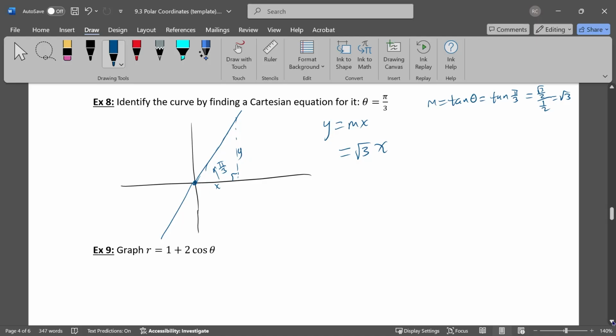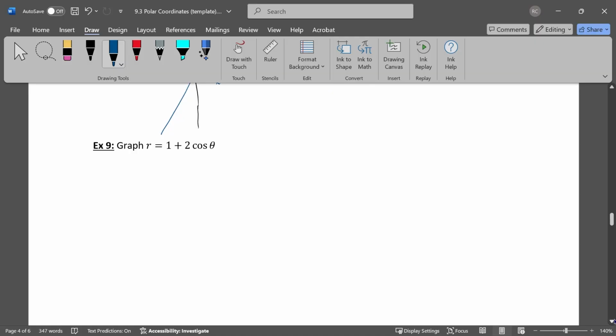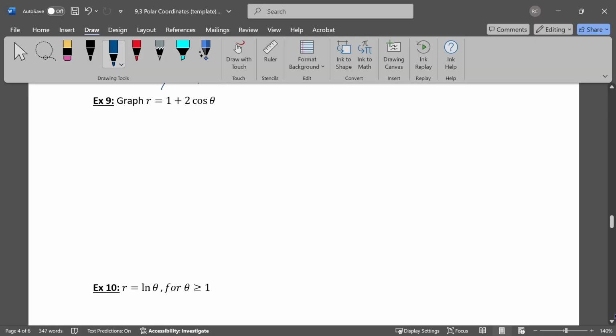Okay, example 9. Graph r equals 1 plus 2 cosine of theta. Well, we want to go through the same sort of thought process as before, but it's a little bit more complicated. So here, we're going to look at when cosine of theta is 1, what does that make r? Well, then r would be 1 plus 2 times 1, which is 3. So we ask ourselves, when is cosine 1? Well, that's going to be when theta is 0, or 2 pi, or 4 pi, etc.